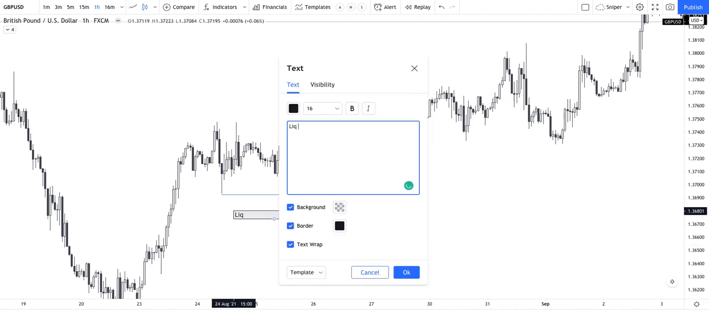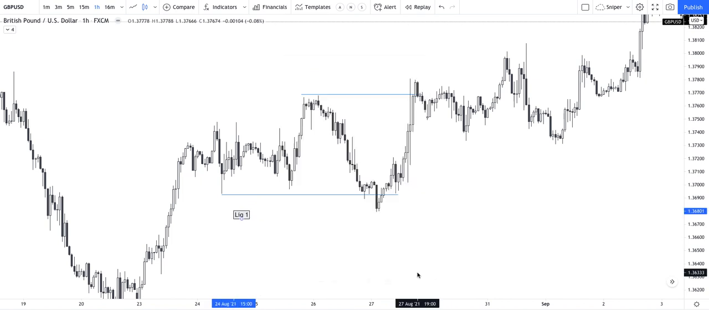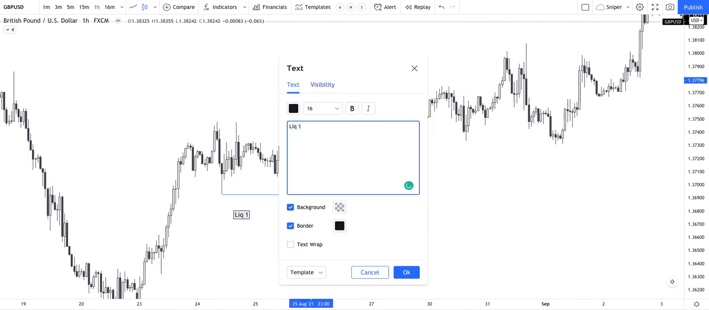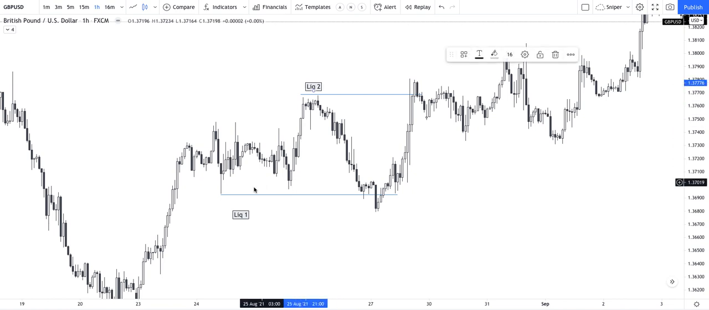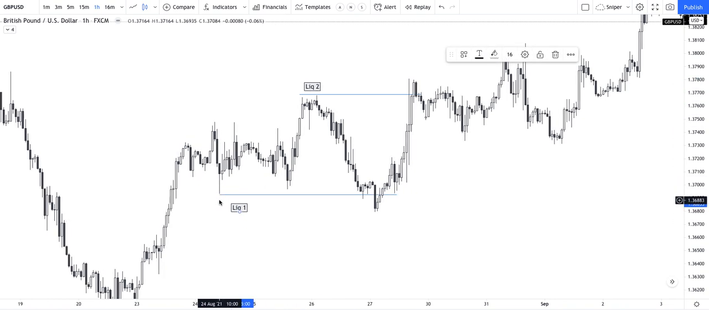So we have liquidity 1 and we have liquidity 2. So we know there's liquidity above the lows and we know there's liquidity above the highs. So when we're at liquidity 2, we know we will be looking for liquidity 1. We'll be seeking liquidity 1.